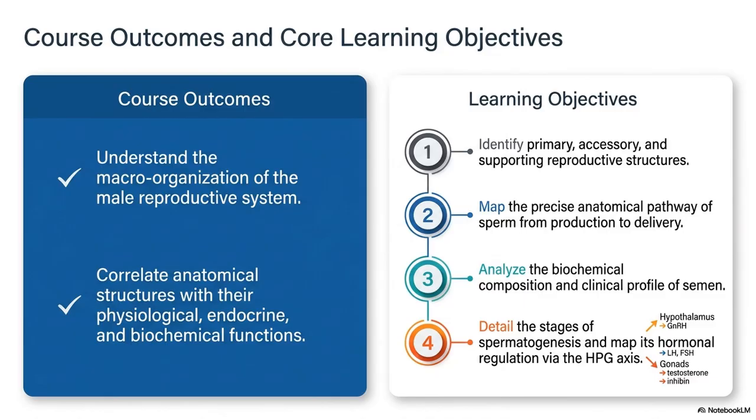First one is to identify the primary, accessory and supportive reproductive structures involved in the male system, then to map the precise anatomical pathway of sperm from production to delivery, to analyze the biochemical composition and clinical profile of semen, as well as to detail the different stages of spermatogenesis and correlate its hormonal regulation via the HPG axis, that is the hypothalamus pituitary gonadal axis.